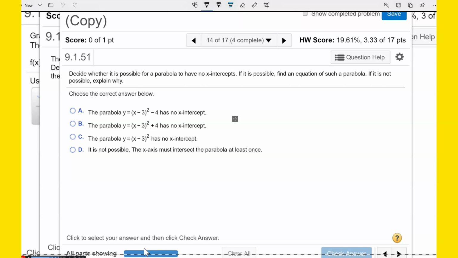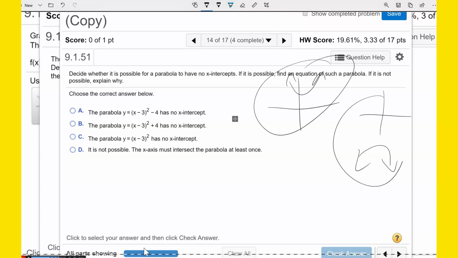It is possible for a parabola to have no x-intercepts. If I have a parabola that's up here, it has no x-intercepts. Or if I have a parabola that's down here opening downward, it has no x-intercepts. So let's find one that fits either description. Where is this vertex? Negative 3, negative 4. That's down here. It's going to open up, so that's not one. That's going to have 2 x-intercepts. What about negative 3, positive 4? That's up here, and it opens upward. So that one does not have any x-intercepts. So choice B is going to be the one that we want.